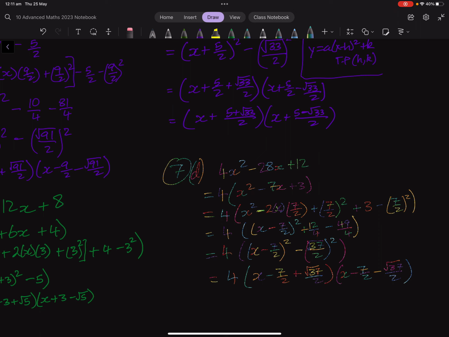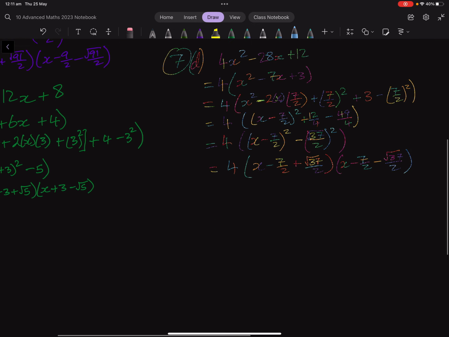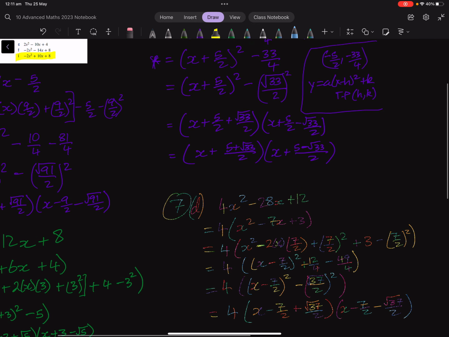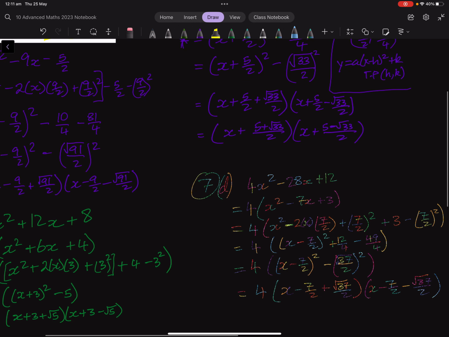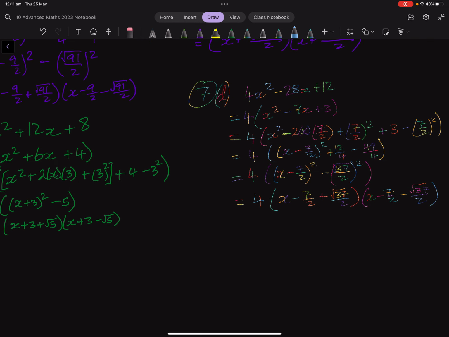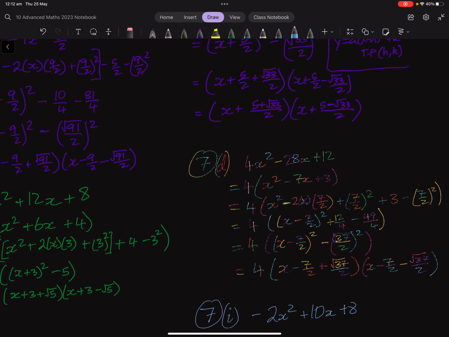Lucky last one coming up. The rainbow pen was fun, but maybe it was a bit hard to see. Let's just try a different colour. Let's try blue. And we've got one more to go. Negative 2x squared plus 10x plus 8. And was that letter an I or a J? It's an I. Negative 2x squared plus 10x minus 8, or was it a plus 8? Plus 8, silly duffer. There we go.